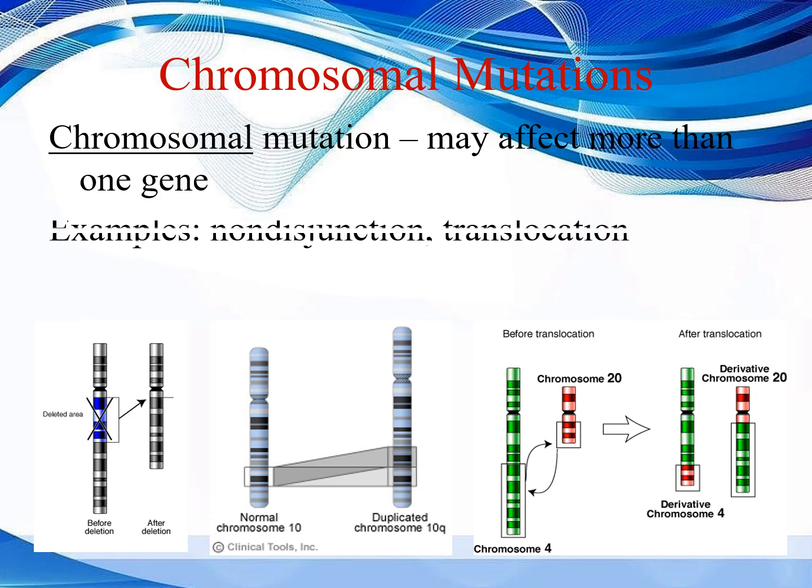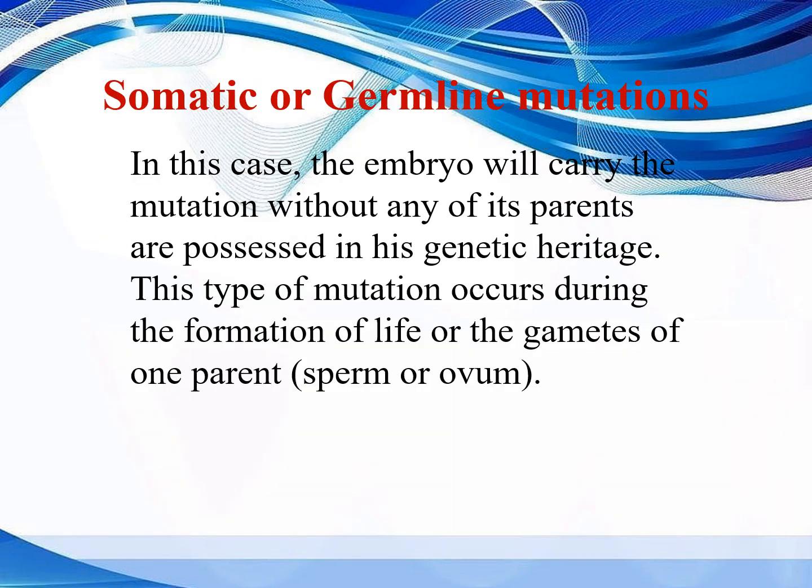Chromosomal mutation. Chromosomal mutation may affect one or more genes, for example, non-disjunction, translocation. Somatic or germline mutations. In this case, the embryo will carry the mutation without any of its parents having it in their genetic heritage. This type of mutation occurs during the formation of the gametes of one parent. That's all about the mutation.